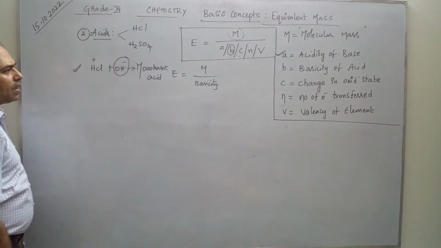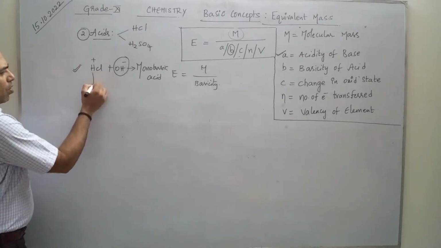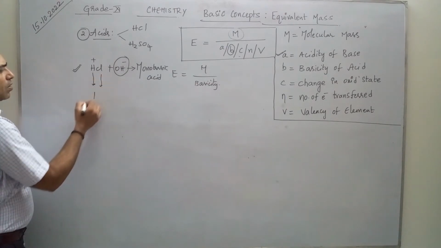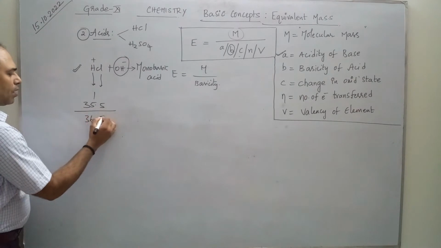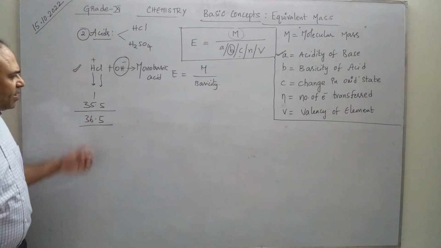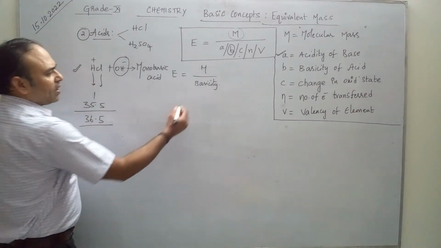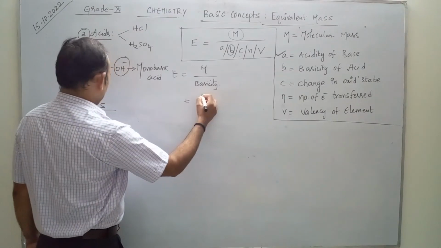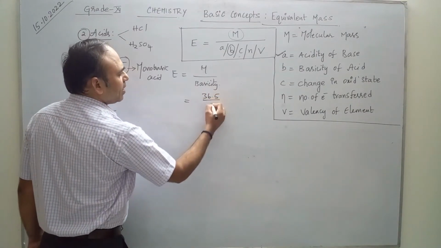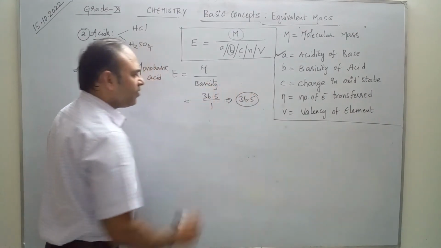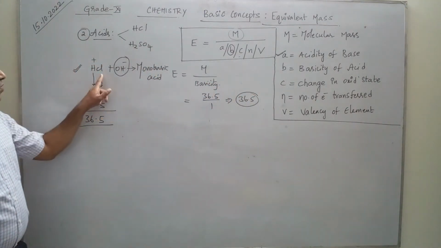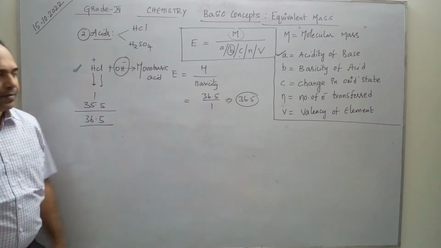First one we calculated basicity. Now what is meant by molecular mass here? H it is 1. For chlorine you know 35.5 is the atomic mass. We can find the molecular mass of HCl as 36.5. Therefore E is equal to 36.5 by basicity. So we can identify the equivalent mass of HCl as 36.5.